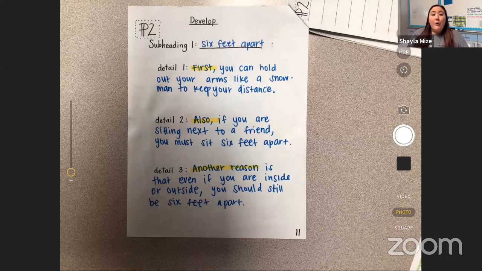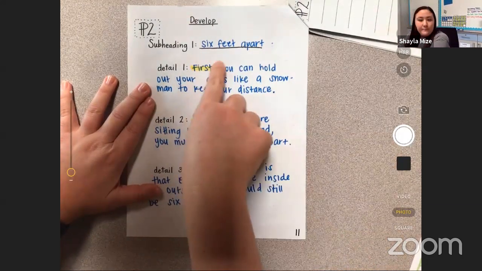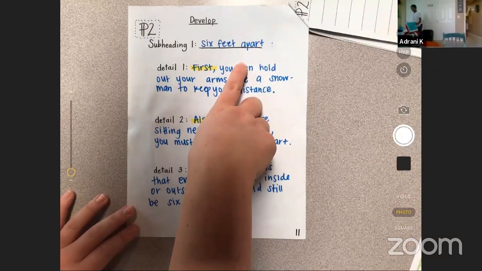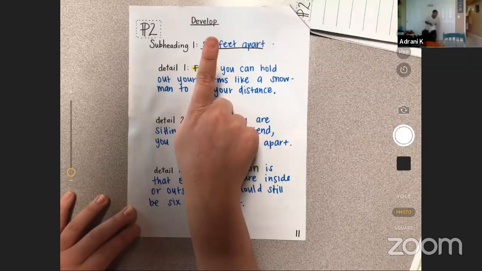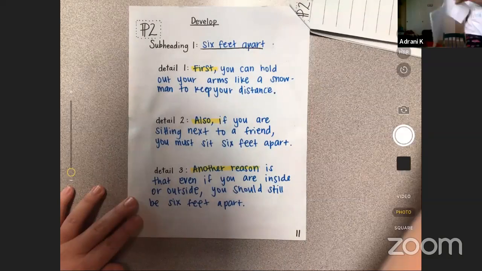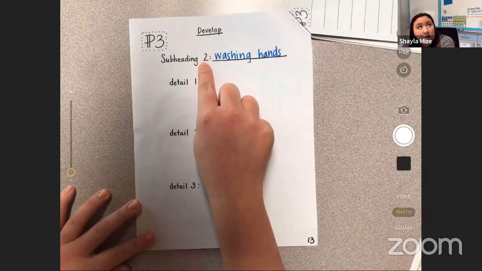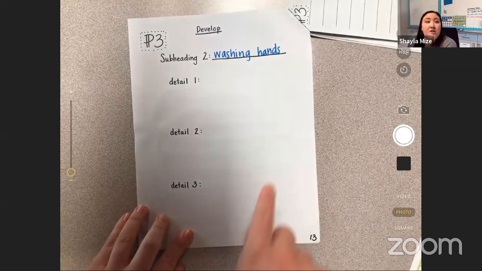Okay. Thumbs up if you have finished writing your subheading number 1, whatever your subheading is on page 11. Thumbs up if you have done that. You should have your subheading number 1 put right here. If you've done that, move on to your subheading number 2 on page 13. Whatever your number 2 was on page 10 will also be your number 2 on page 13.